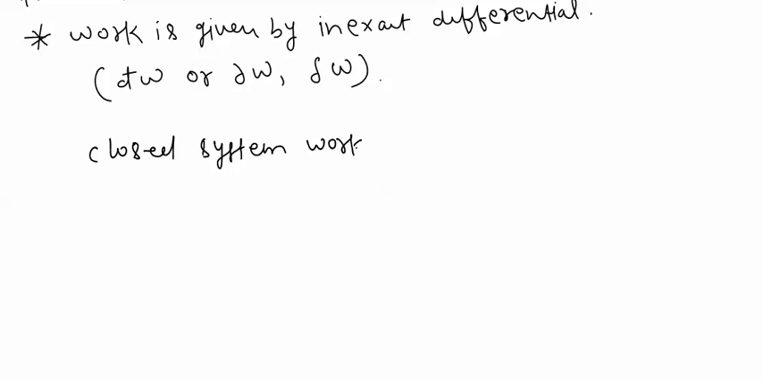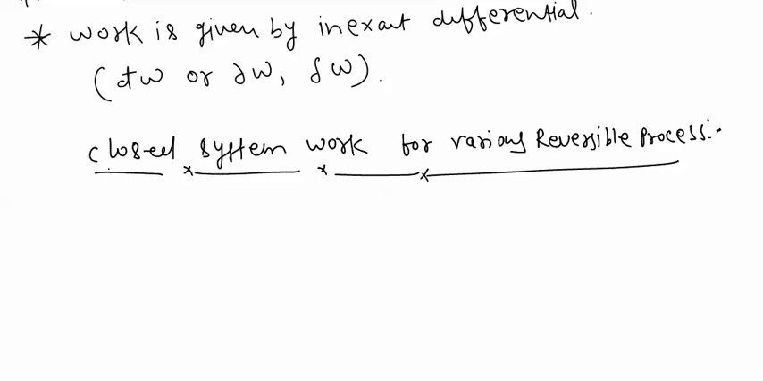Now the closed system work for various reversible processes. For various reversible processes, we will find the closed system work. First of all, we will see the constant volume process.